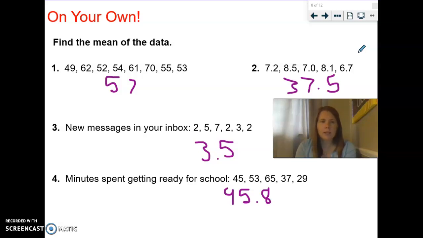Number 3, it asks, there's new messages in your inbox. So on average, it looks to be that you get 3.5. And the minutes spent getting ready for school looks to be on average 45.8. Okay. So let's keep going with this and we'll move on to the next part.